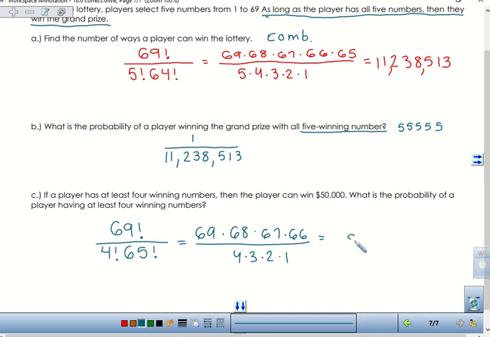And that's going to give you 864,501. But it asks for the probability of getting that, so it's going to be 1 over that amount. So your chances of getting 4 of them is a little bit higher than your chances of getting 5, which makes sense, right? Because getting 4 is easier than getting all 5. So does everybody see how we changed the math to get the 4 instead of the 5?